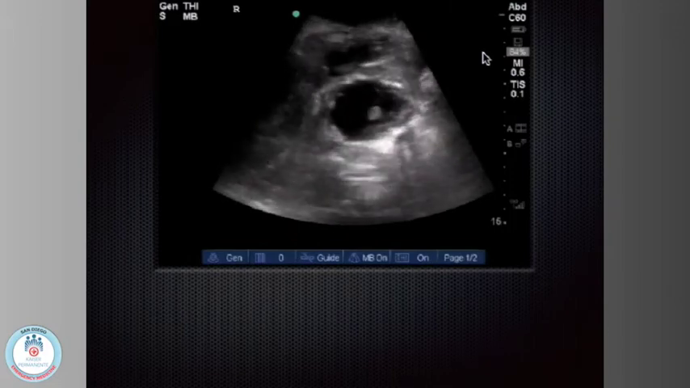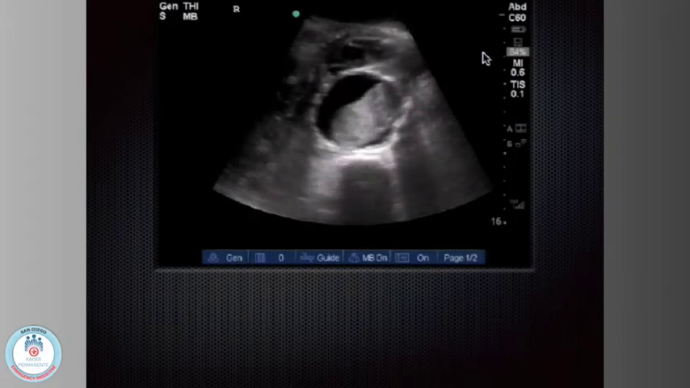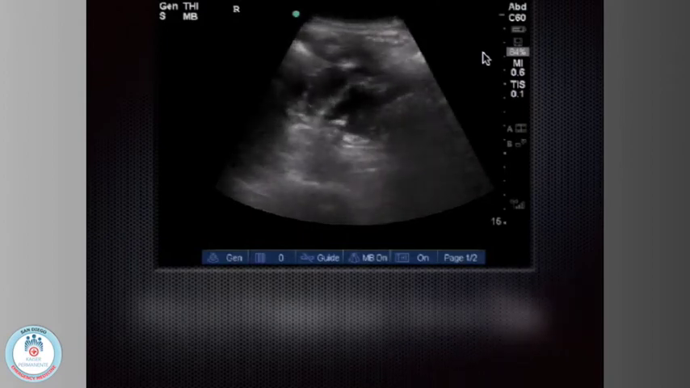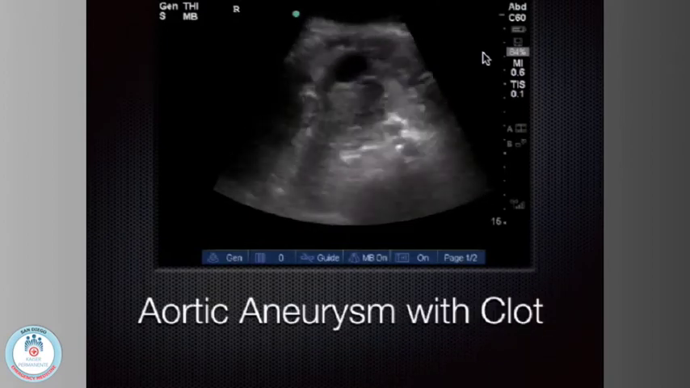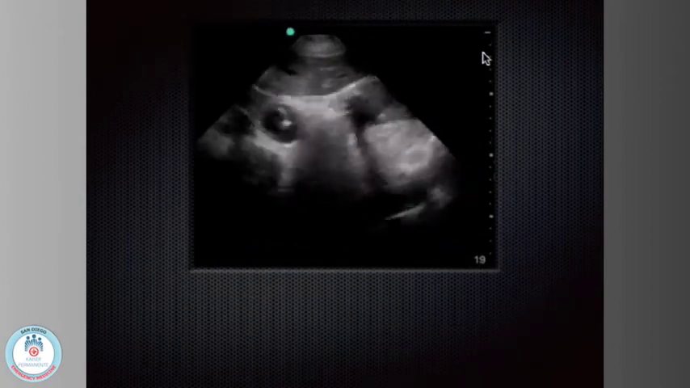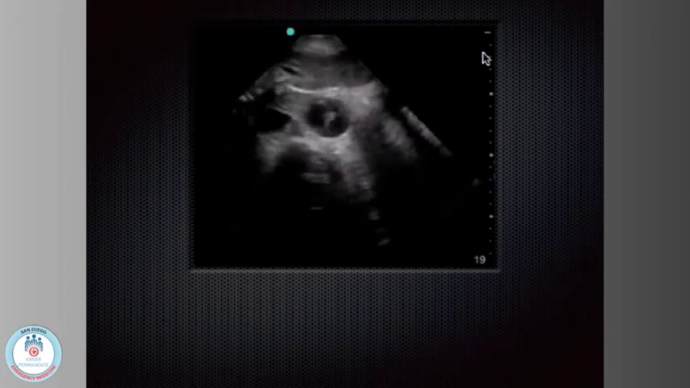And here's another one here, another AAA. It's just a huge intraluminal thrombus going on there. You could see that. It's kind of like bouncing all around in there. You can imagine that it would be showering some distal microemboli. What's this?